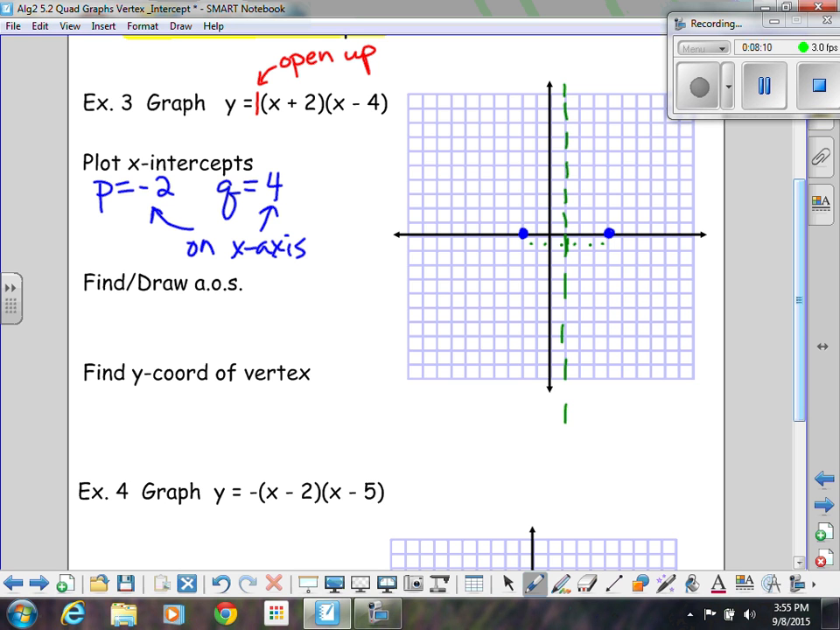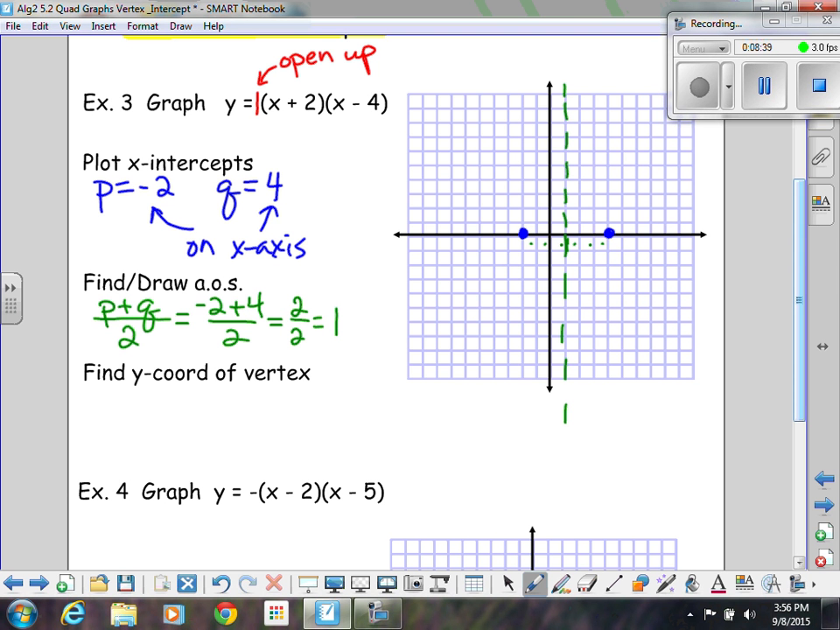Or if that's a little bit difficult for you, you can average your p and your q. When I say average, remember that just means you add them up and divide by how many there are. If I just have p and q, I'm just going to add those up and divide by 2. In my situation, that would be -2 plus 4 divided by 2. -2 plus 4 is +2. And 2 divided by 2 gives me 1.